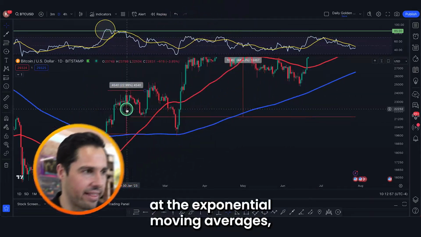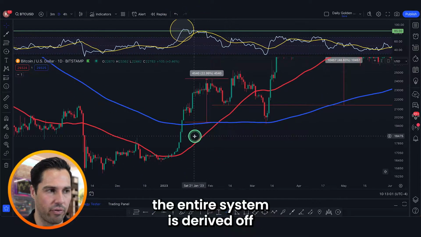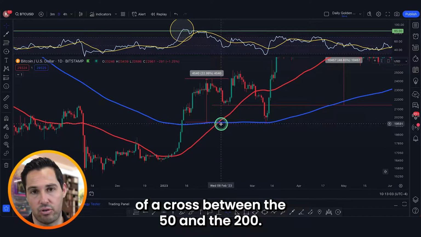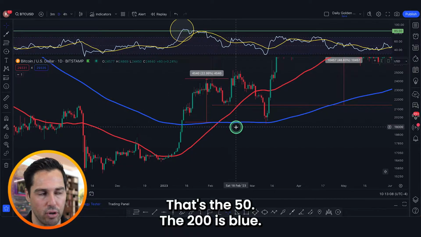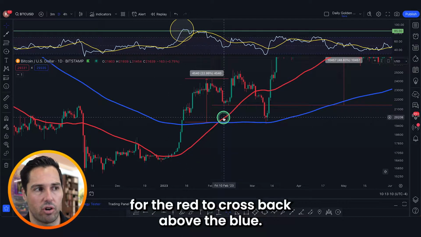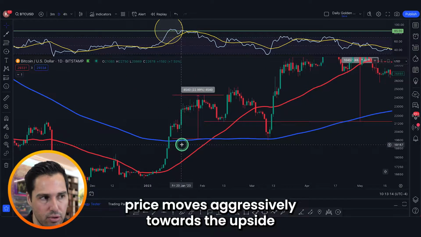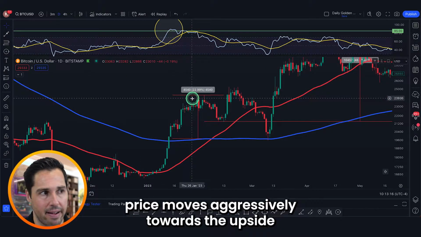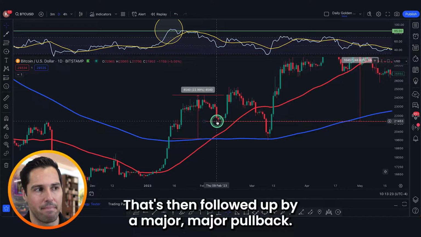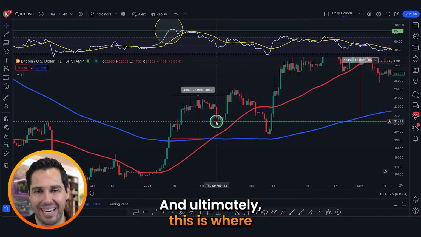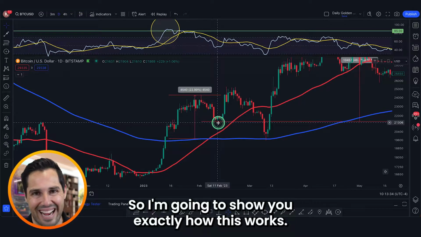If you take a look at the exponential moving averages, the entire system is derived off of a cross between the 50 and the 200. In this instance, mine is red, that's the 50, the 200 is blue, and you're looking for the red to cross back above the blue. You'll notice that when this happens, price moves aggressively towards the upside, and that's quite an extended move. That's then followed up by a major pullback, and ultimately this is where you'd be looking to time your entry. So I'm going to show you exactly how this works.